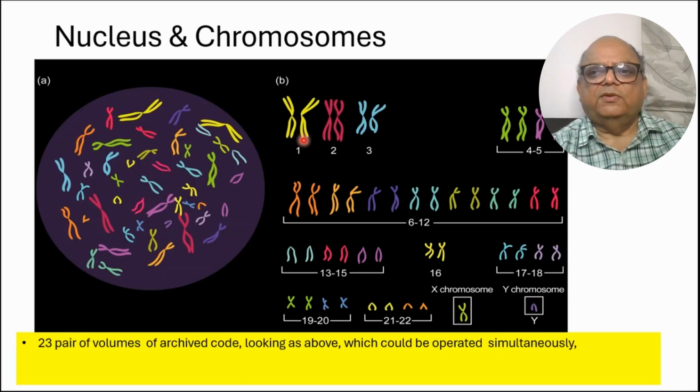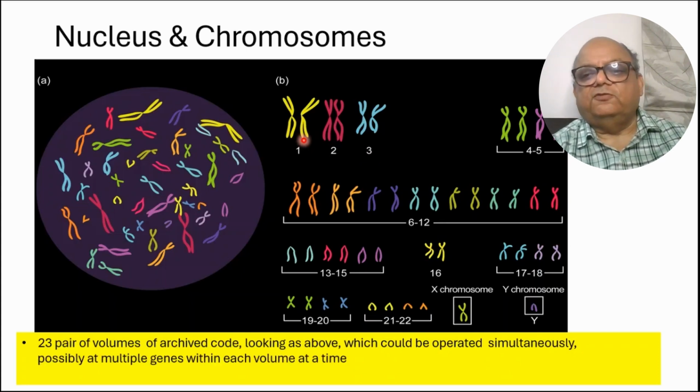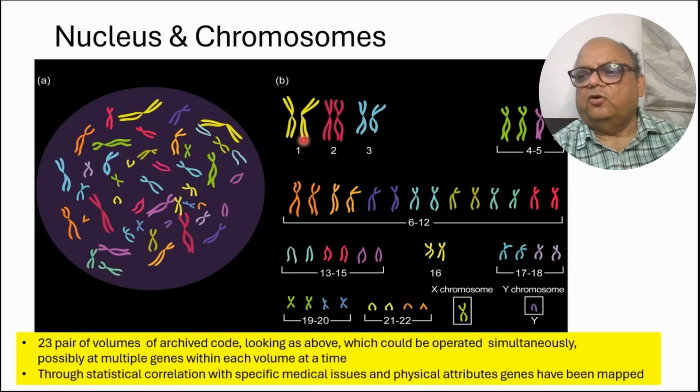Okay, so possibly, of course, at multiple genes within each volume at a time. That's what we said. And through statistical correlation, specific medical issues have been correlated with some physical attributes or certain medical issues, and they have been mapped. The question is, what is the significance of the number 23?